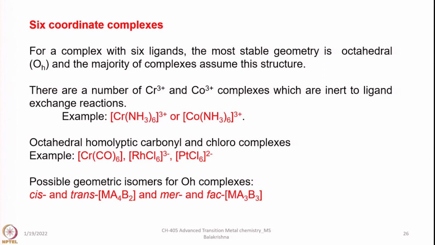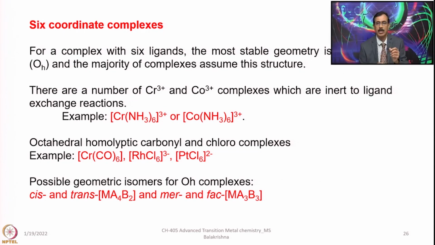But there are a number of chromium 3+ and cobalt 3+ complexes which are inert to ligand exchange reactions. For example, hexaammine chromium 3+ and hexaammine cobalt 3+ are inert complexes. Usually, when we make such homoleptic complexes with the metal in a lower oxidation state, say chromium 2+ or cobalt 2+, they are labile, whereas chromium 3+ or cobalt 3+ complexes are quite inert for ligand exchange reactions.